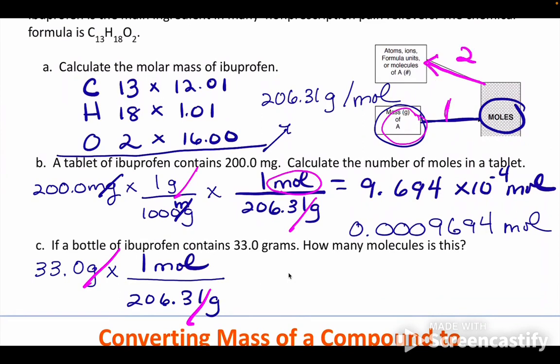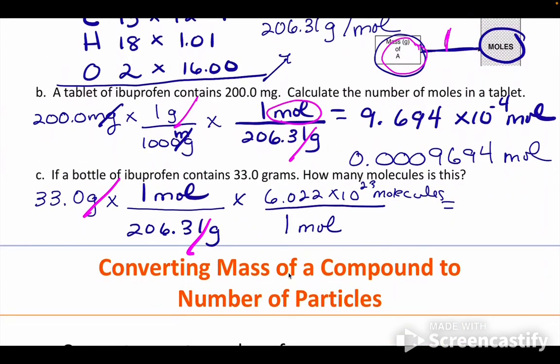Now I'm going to use Avogadro: 1 mole has 6.022 times 10 to the 23rd molecules. And then I'm going to calculate. When I do, I'm going to have 3 sig figs. So my answer is 9.63 times 10 to the 22nd molecules.